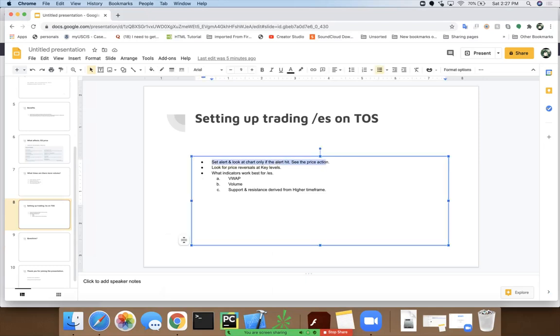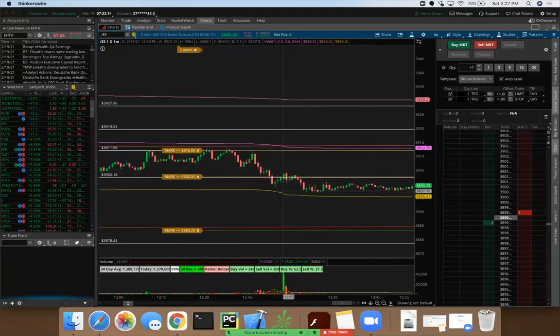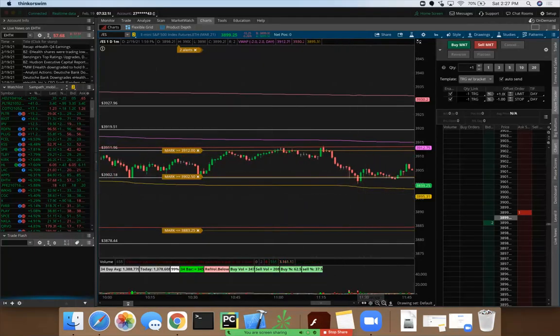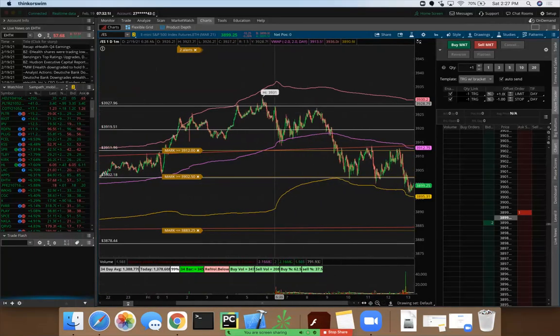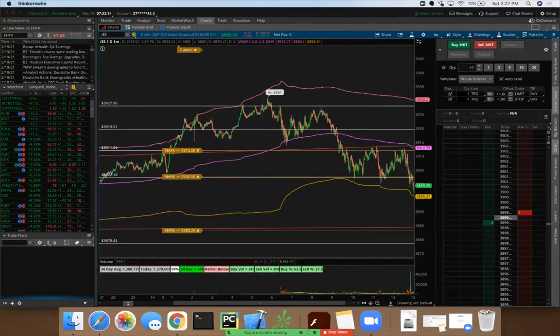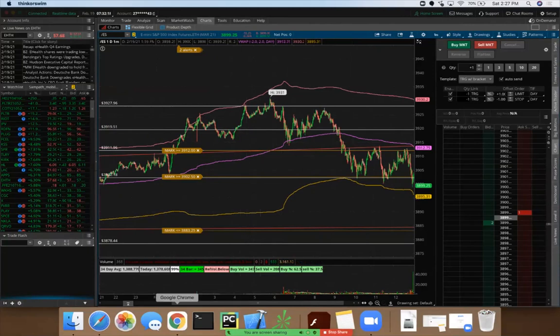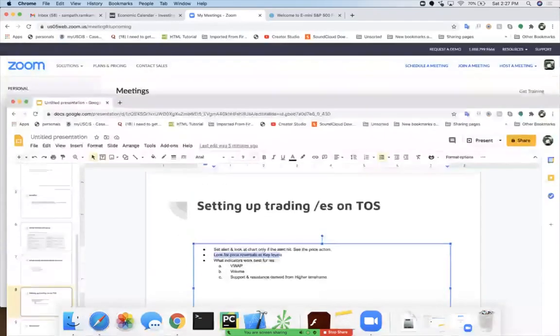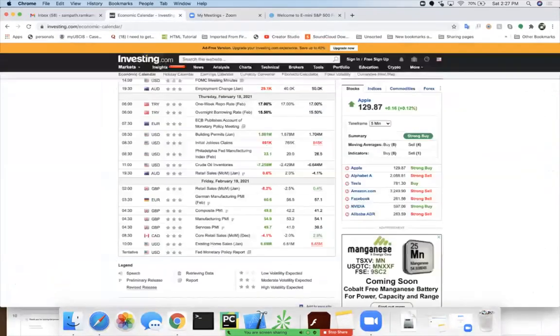I showed you how to set up alerts for these key levels, then how to see the price action, and then looking for price reversals at key levels. We discussed that. I wanted to show you one more example. So this was the pre-market, around 6 a.m. Let me see what event was there at the time. Pre-market on Friday.